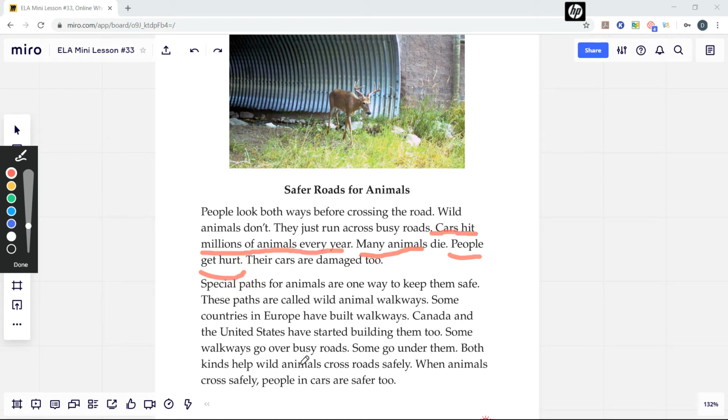That is a problem. Now, when you're reading problem and solution, you want to be thinking about the problem while you continue to read so you can identify and listen for how the problem is solved. So let's think. The problem is animals run across the road, animals die, and people get hurt. Let's listen for a solution to solve that problem of animals running across busy roads.